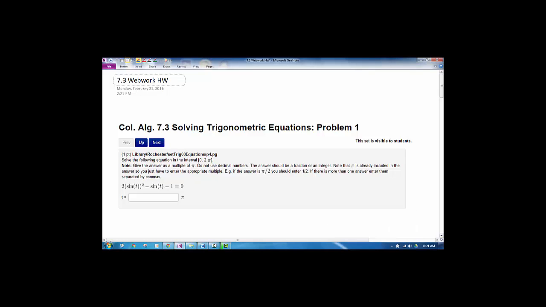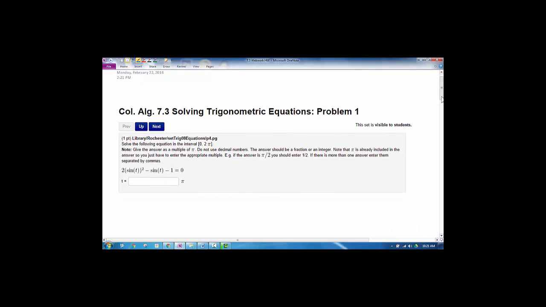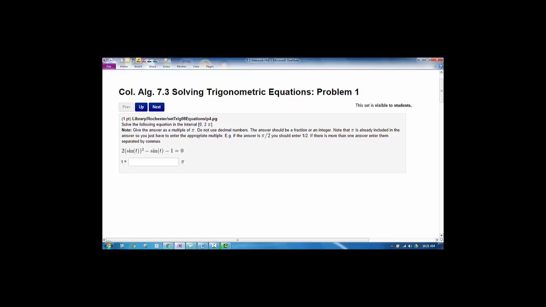Okay, this is 7.3 homework. The first problem wants us to solve this trig equation and give the answer between 0 and 2 pi. All right, so let's go ahead and solve this.